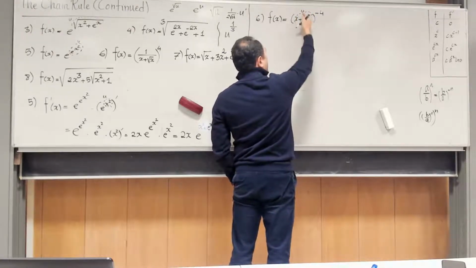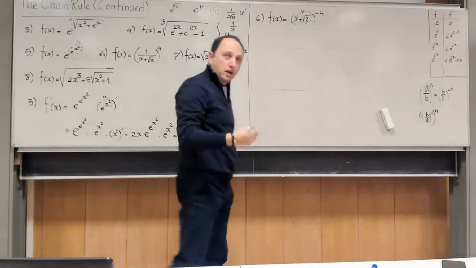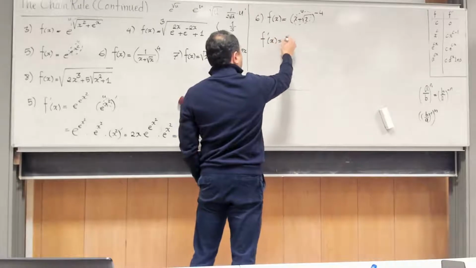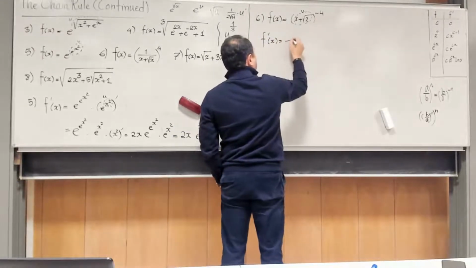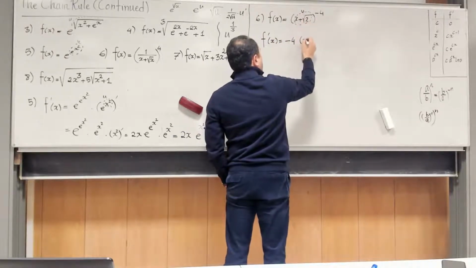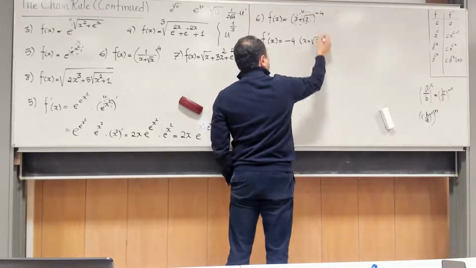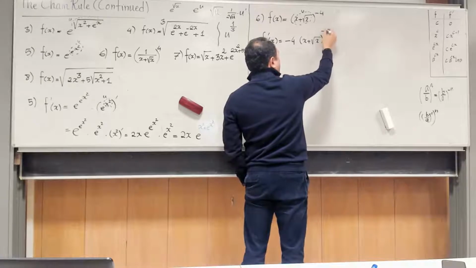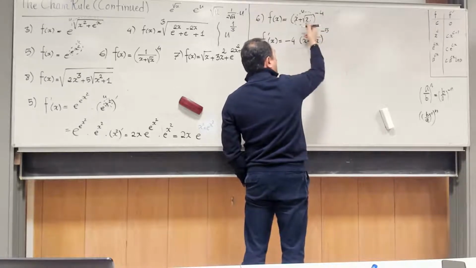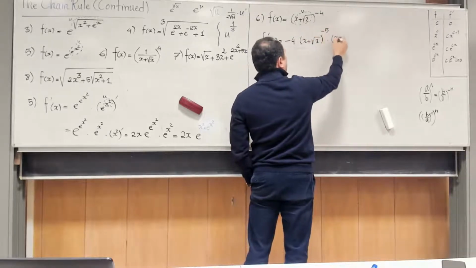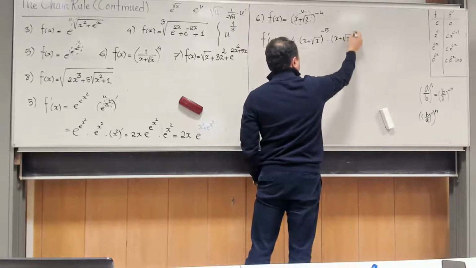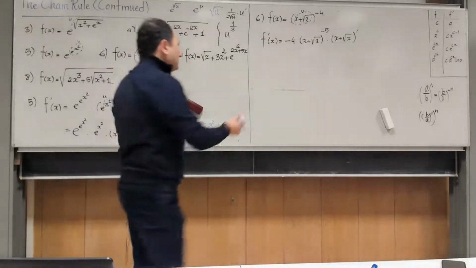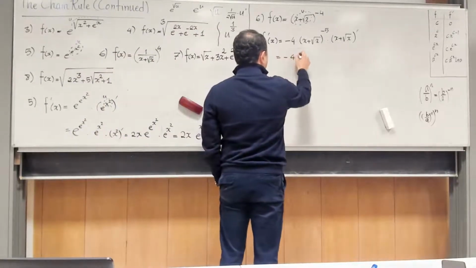Why is this good? Because then I will have u to the negative 4, which I know how to take the derivative of. So f prime of x is equal to minus 4 goes down, and then u, which is this one. But instead of negative 4, what is the power now? Negative 5. But is it finished? No, because I have to multiply by an extra u prime here. And then I have to continue. So the copy-paste part is the first part.